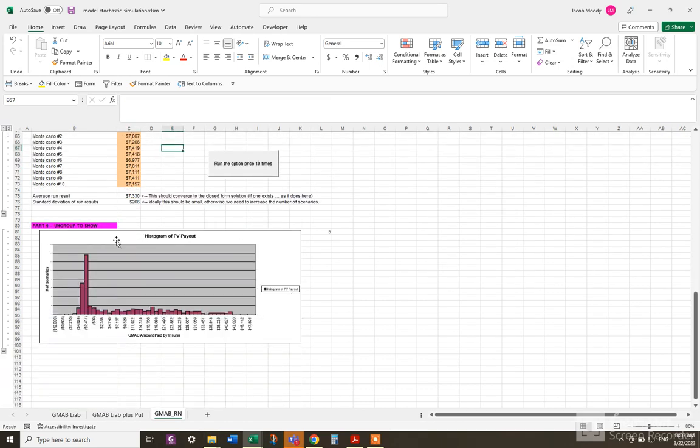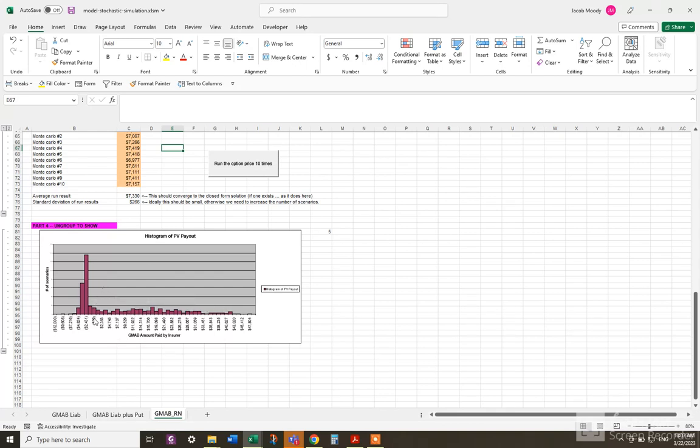And then the only one right here, this part 4, shows a histogram of the payouts, or how much money the insurer will lose. Most of the time it's negative, saying that the insurer is going to make money, but the only thing they wanted to show here is that it has a really fat tail.